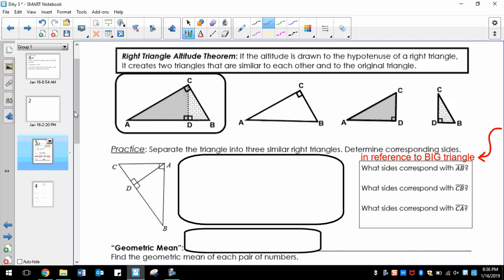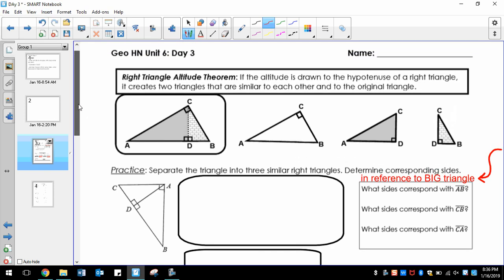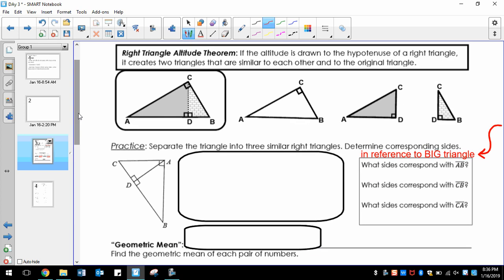All right, in this lesson, we're going to be talking about similarity in right triangles. There are some pretty cool features about the right triangle that bring out similarity and special ways that we can solve. One of the first things we're going to talk about is the right triangle altitude theorem, which says that if the altitude is drawn to the hypotenuse of a right triangle, it creates two triangles that are similar to each other and to the original triangle.